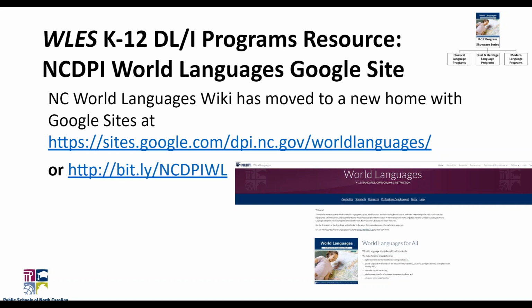So all of our items have been moved to our new home with Google Sites, and it's at the sites you see there. We have a very long URL or web address, sites.google.com/dpi.nc.gov/worldlanguages, and then we have a bit.ly link, bit.ly/ncdpiwl for world languages. That's just a screenshot to show you that everything is there that we had before and has been moved over so that you can still find it as part of your work.